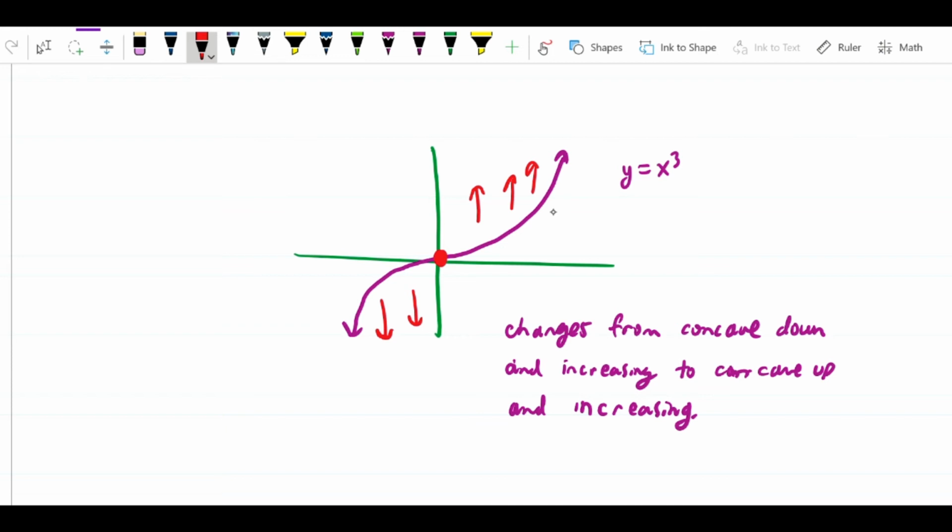Clearly, the function is headed upward regardless of which side of the y-axis we're on, but the shape of the curve is such that it's concave down on the left side of the y-axis and concave up on the right side of the y-axis. And of course, this point here, where we change from concave down to concave up, is called an inflection point.